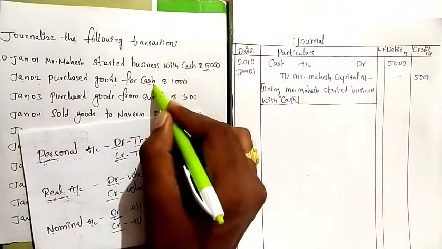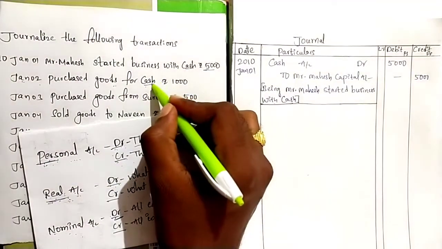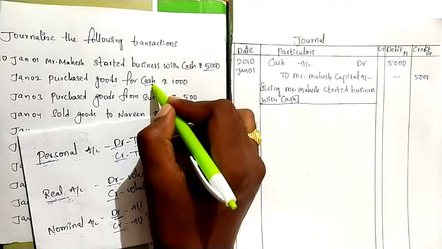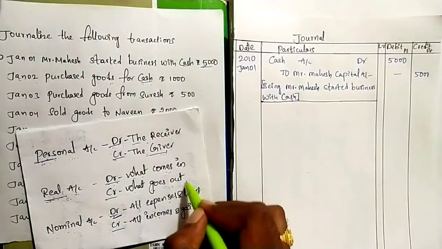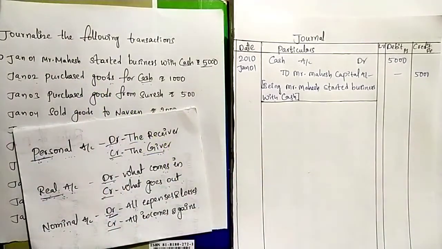But cash, so what is the rule? Real account, what comes in debit, what goes out credit. Here what goes out? Cash goes out from our business to the supplier. So here cash goes out. So that's why cash account is to be credited, purchase account is to be debited.